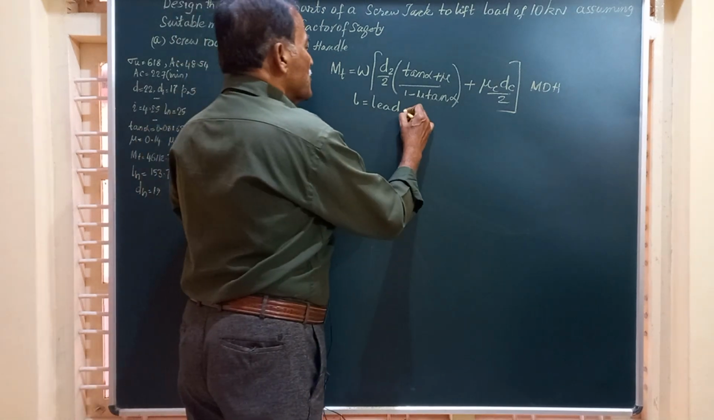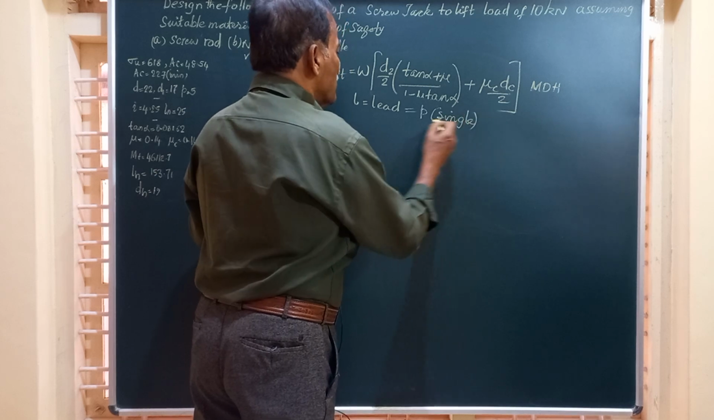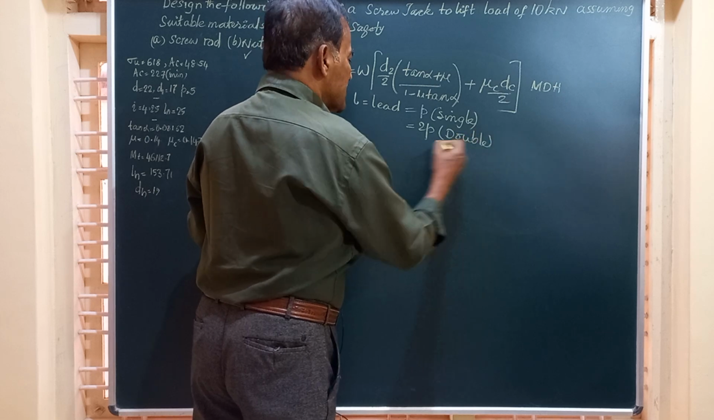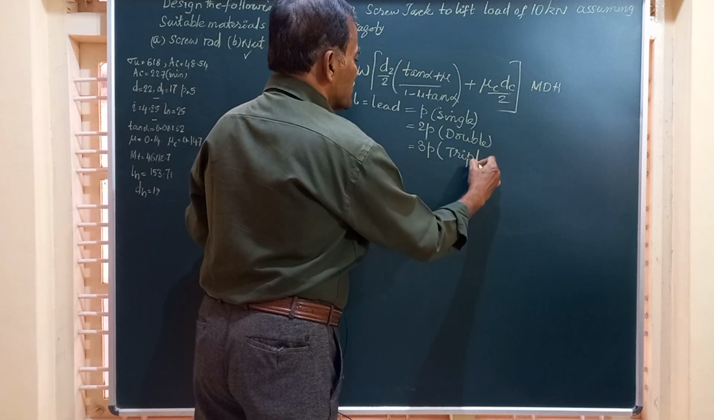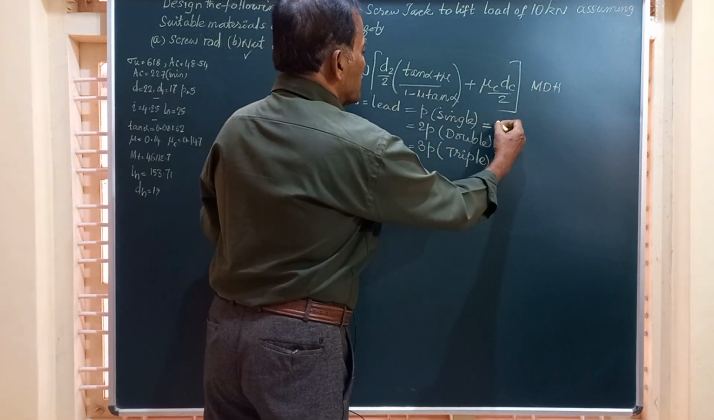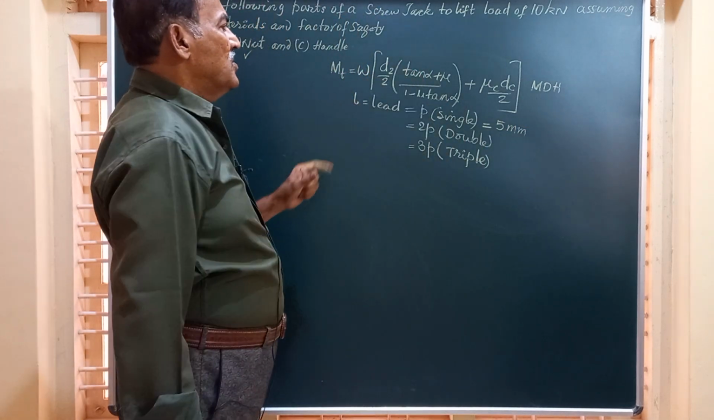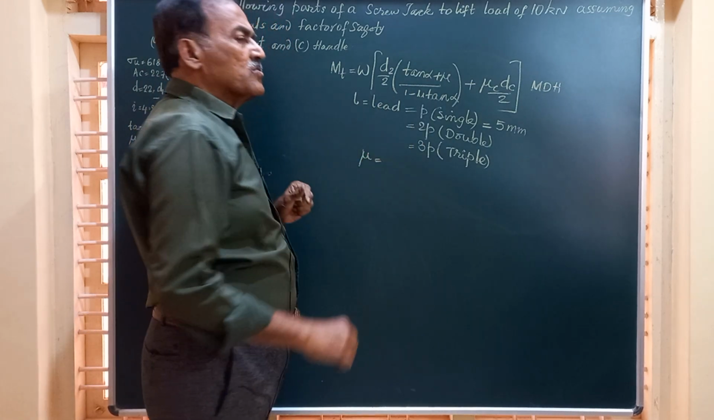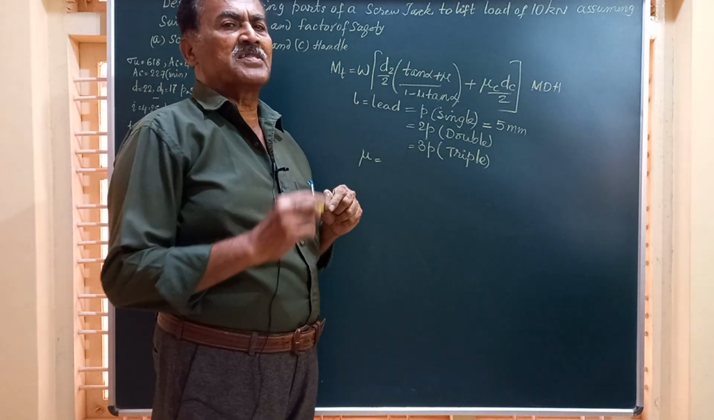So this lead is equal to pitch for single start thread, and it is equal to 2 times pitch for double start thread. In other words, it is 3 times pitch for triple start thread and so on. So friends, I will assume this to be a single start thread and the value of this is going to be 5 millimeter. We have already taken it from the table. And then tan alpha you will be able to calculate. Friends, mu is the coefficient of thread friction. Again, if not given, it is available in the table.